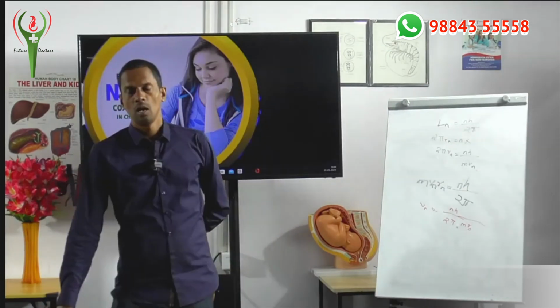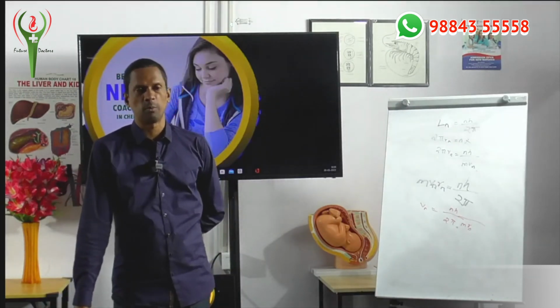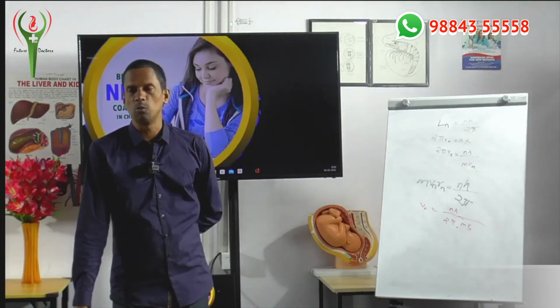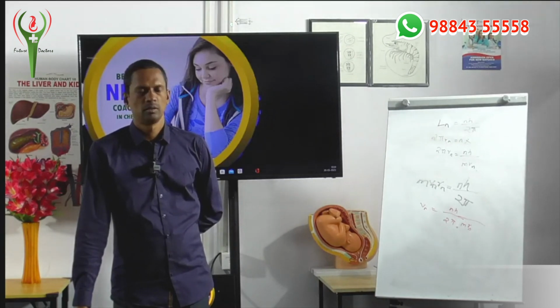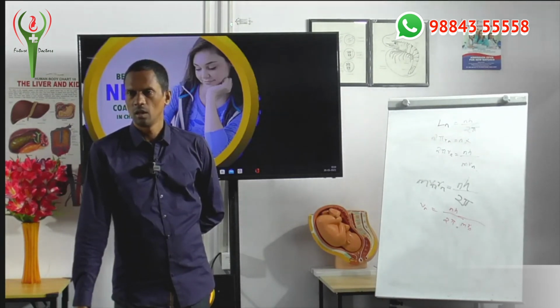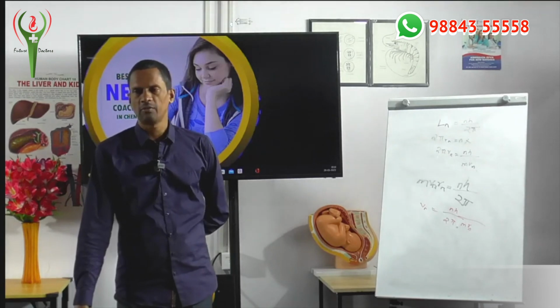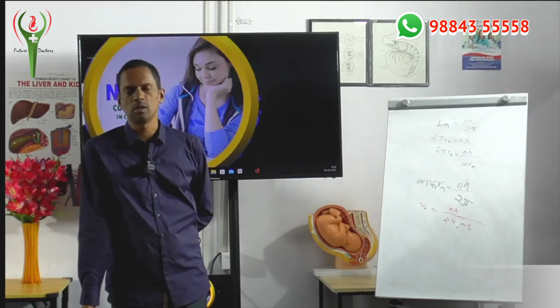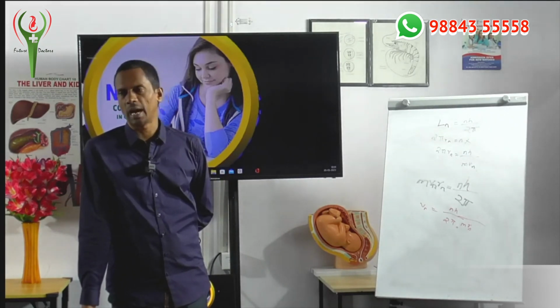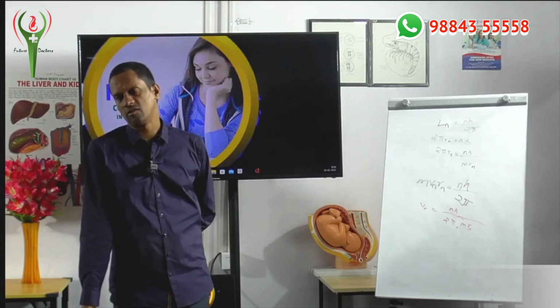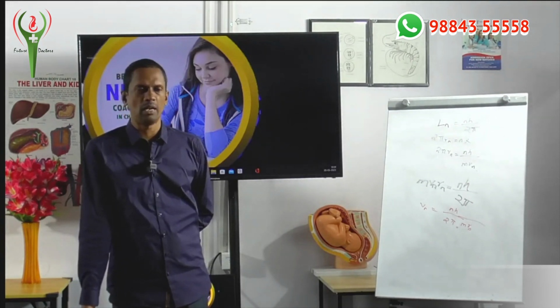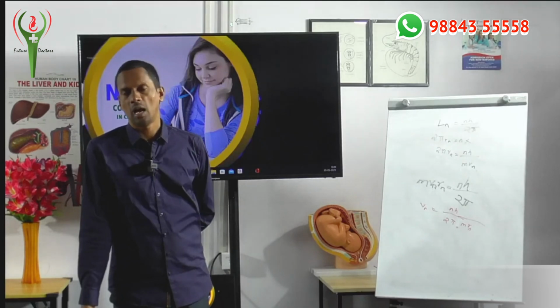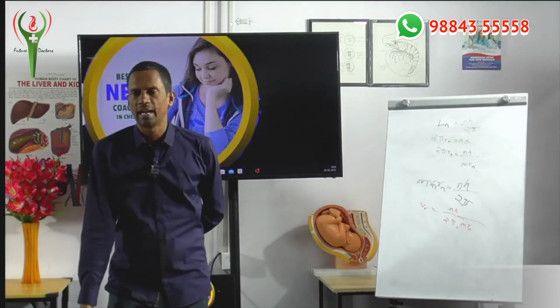Now the limitations of Bohr's atom model. What is a limitation? A disadvantage. The first limitation of Bohr's model is that it applies only to the hydrogen atom, not to any other atoms other than hydrogen.